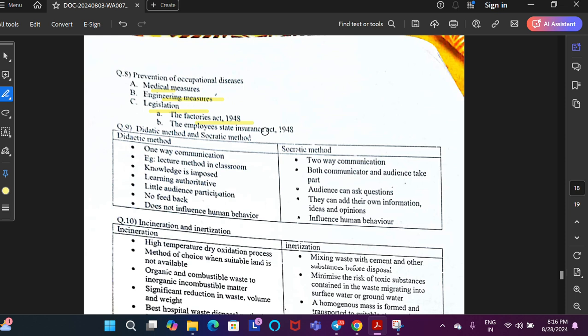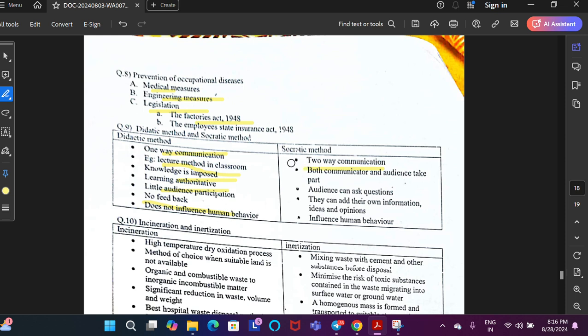Then the didactic method and the Socratic method. Didactic method means it is a one-way communication. Socratic means it is a two-way communication. Example, the lecture method in a classroom is an example of the didactic method. Knowledge is imposed, learning is authoritative, little audience participation, no feedback is taken, and it does not influence human behavior.